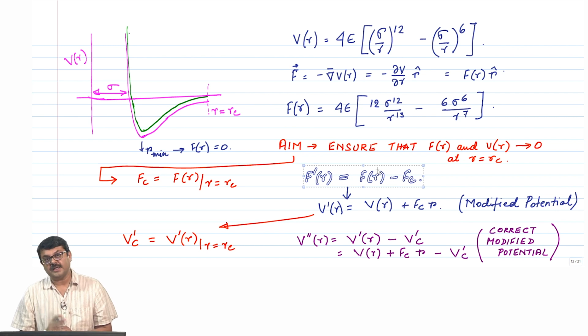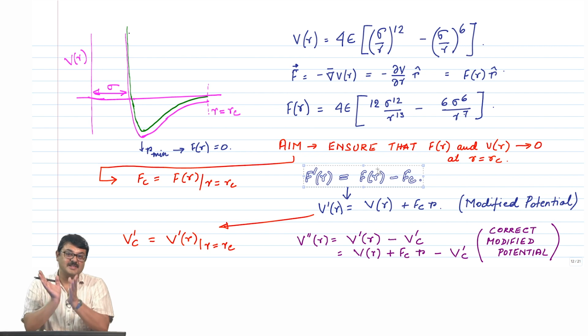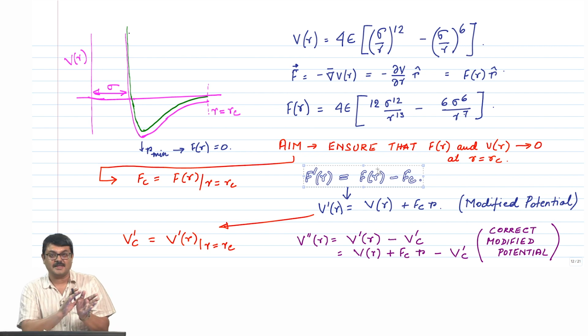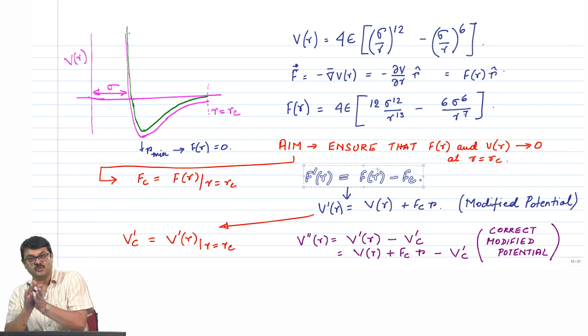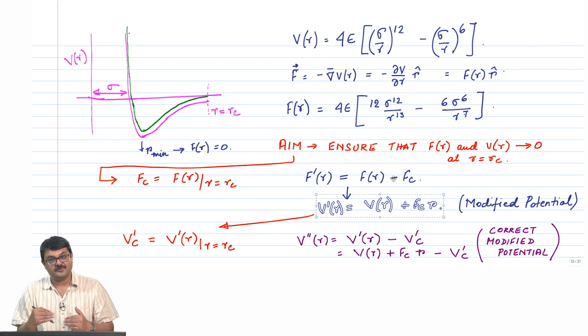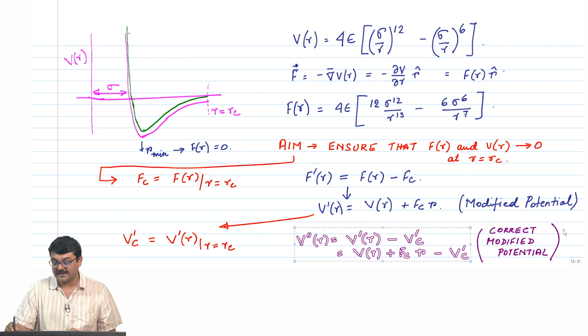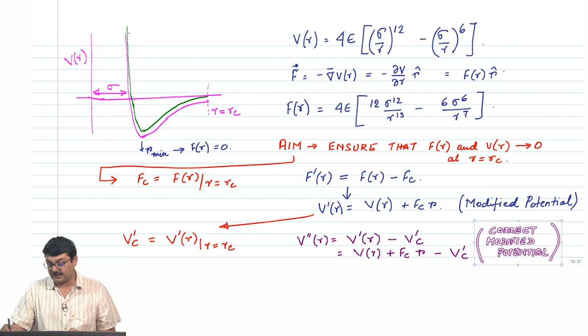So what we do is not start from the potential, set it to 0 and then calculate the force, but first calculate the force, ensure that it goes smoothly to 0, work out what the modified potential is, which is v dash r in this case, and then from that ensure that that quantity goes smoothly to 0 at r equal to r c and remains 0. So, that is how you do it, right, and that is the correct modified potential.